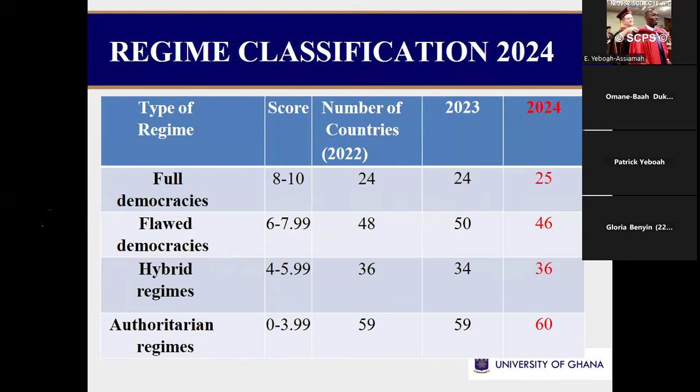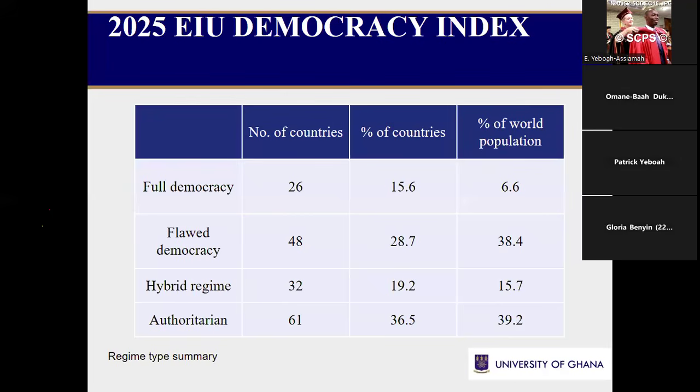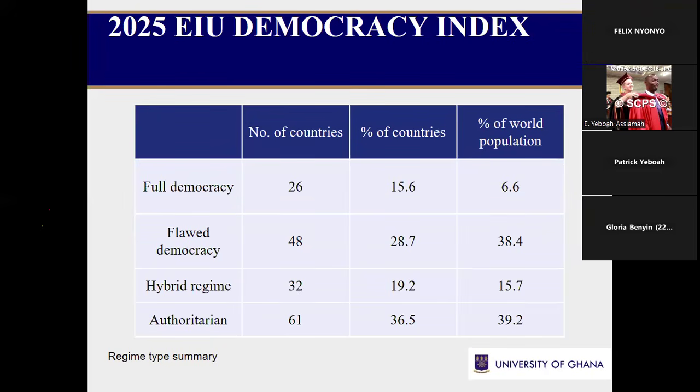My dear friends, we are going to stop here. And then if there are any questions, comments, okay? Any question, comment. But this is the 2025 Democracy Index. So today, as we speak, there are 26 full democracies. There are 48 flawed democracies. We have 32 hybrid regimes and then 61 authoritarian regimes. Yes, Felix.